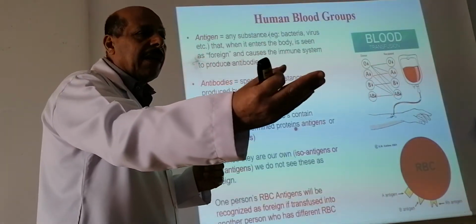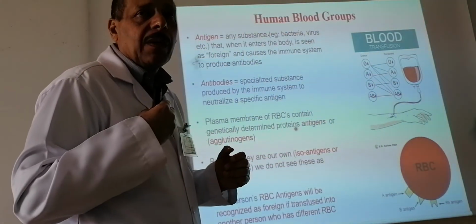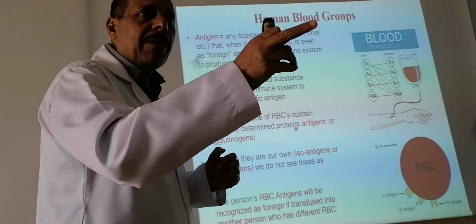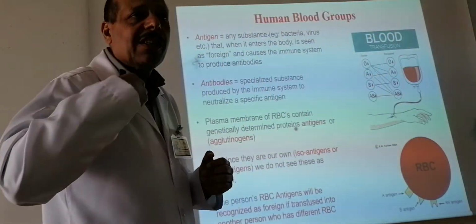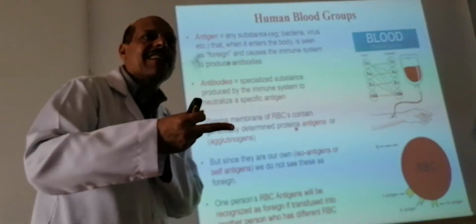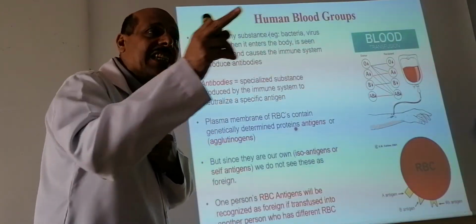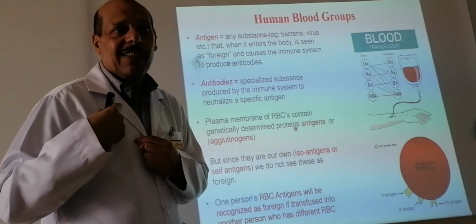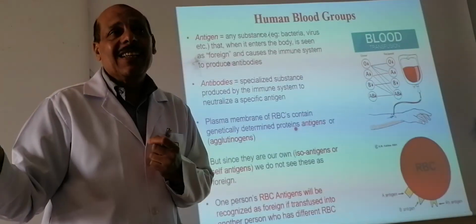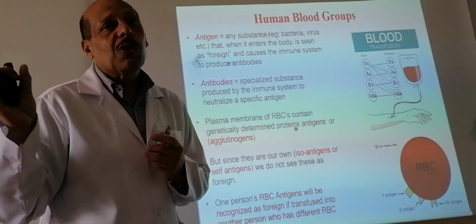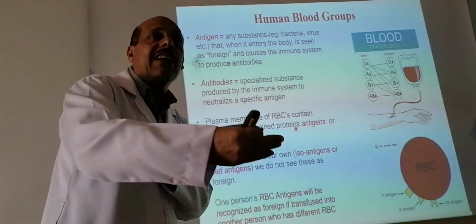You have a different blood group, with the A antigen. If I receive that A antigen, my body will react against it. If I receive your A antigen in my body, it will be identified as a foreign body, so my immune system will react against it.